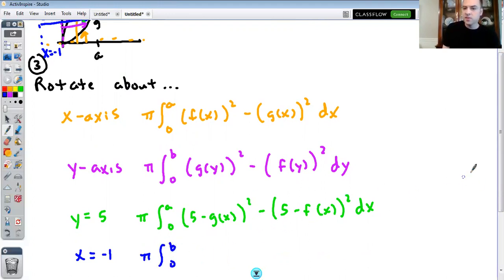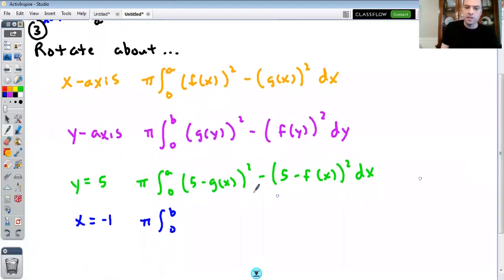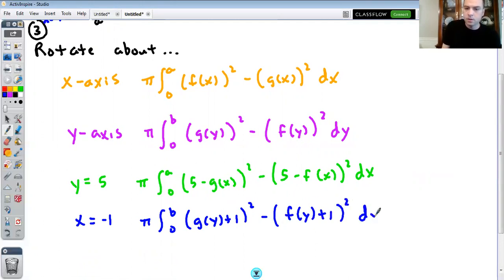And when I rotate this time, when I define these distances, right minus left, the difference between g and -1 is going to be g of y minus -1. So g of y plus 1, f of y plus 1. We add the distance of 1 to each of my radii. So g of y plus 1 squared minus f of y plus 1 squared dy.